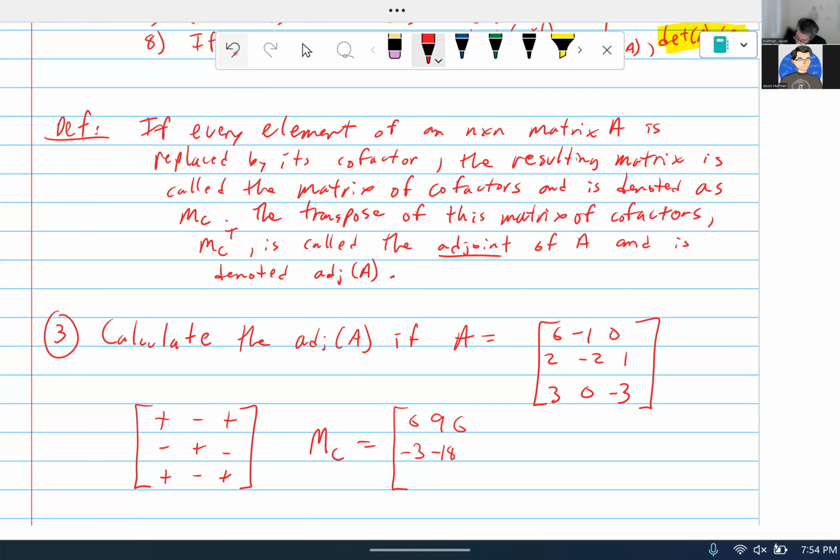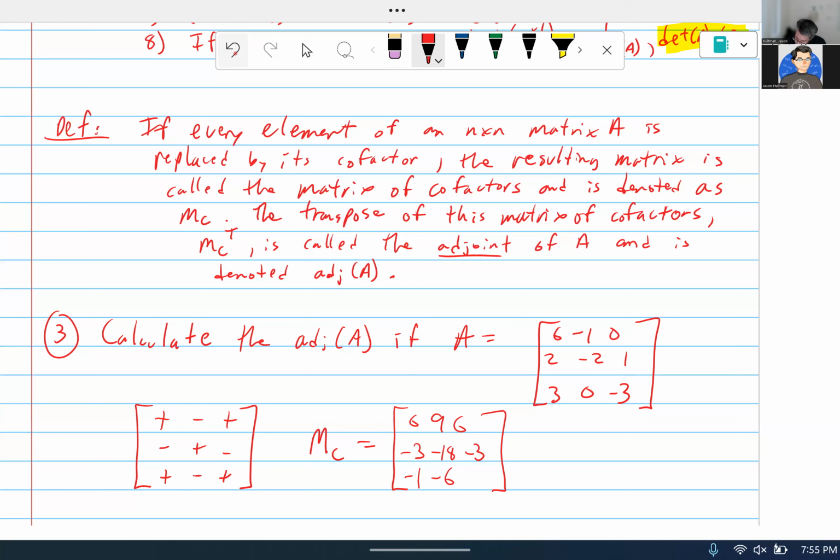For the 1, cross off row and column, and I get 6 times 0, which is 0, minus -3, which is +3, and it goes negative. For the 3 at the bottom, cross off row and column, I get -1 minus 0, so that's -1, and it stays negative. For the 0, cross off row and column, I get 6 minus 0, which is 6, and it goes negative because of the checkerboard pattern.